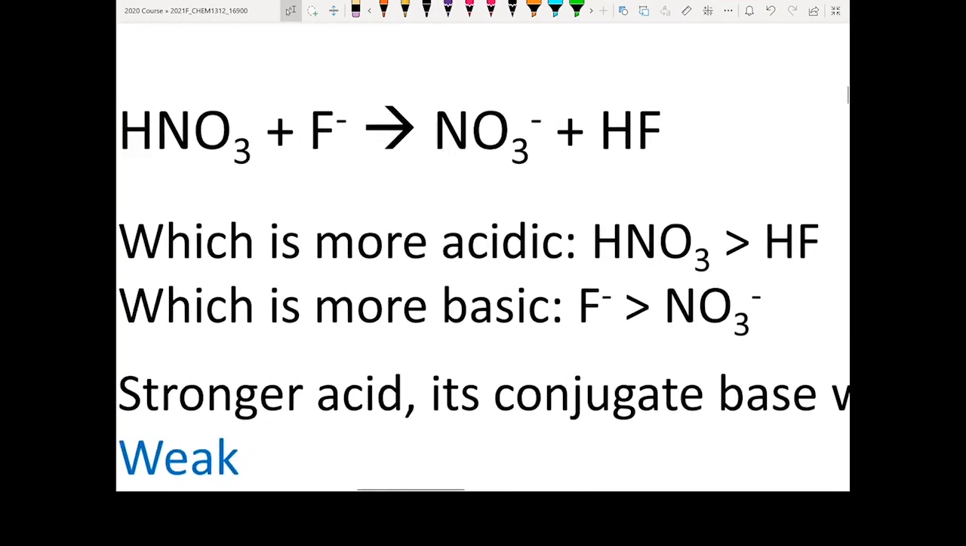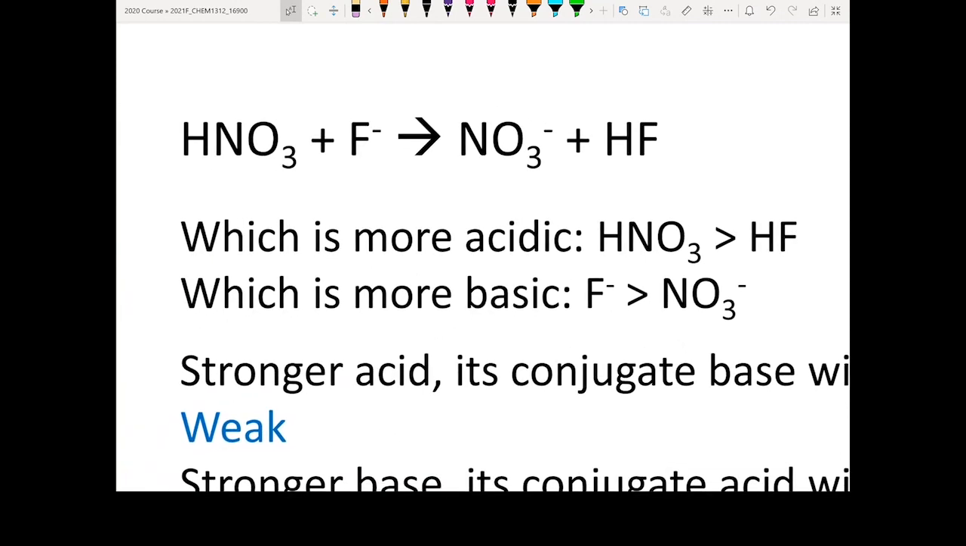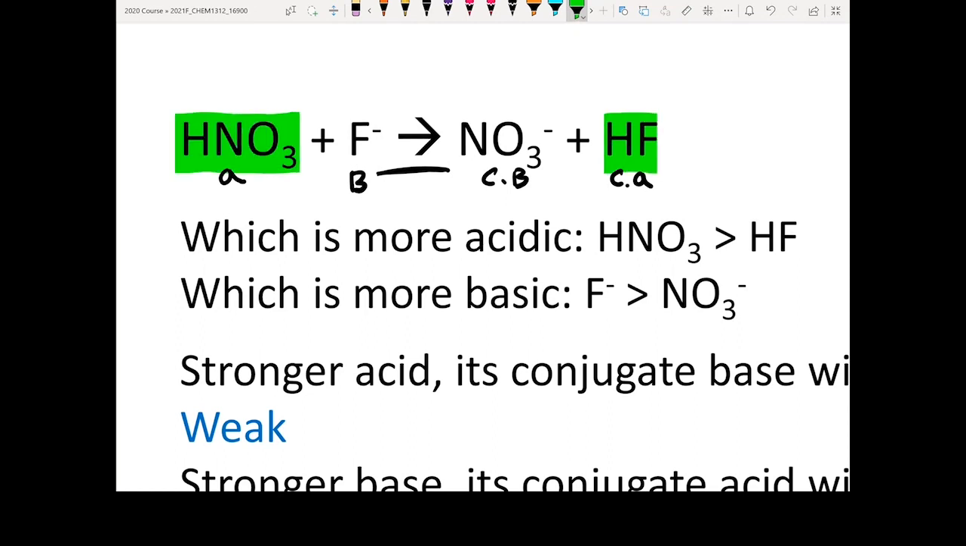Okay, so another example is this. HNO3 plus F minus gives you NO3 minus plus HF. Again, you see this says the reaction is moving toward the product side, right? By now, you should be able to see this is acid, this is conjugate base, that is base, that is the conjugate acid. Therefore, two acids are appearing inside your solution. Which one is the stronger acid? Yes, HNO3, right? Because the reaction is moving toward the product side. Therefore, that's a stronger acid.